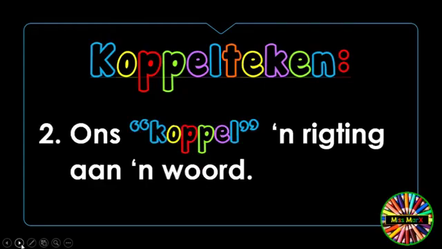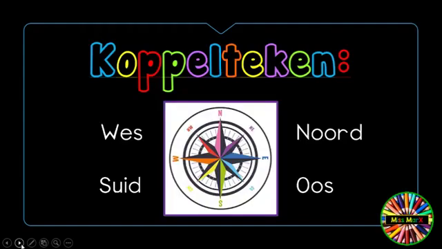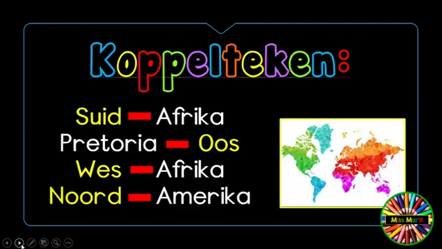Our second rule for using a hyphen is when we connect a direction to a word. Ons koppel 'n rigting aan 'n woord. Wat is 'n rigting? What are the directions we get? Well, here's just the 4 main directions we get. Noord, oos, suid en wes. North, east, south and west. Kom ons kyk na woorde wat 'n rigting in het. Let's take a look at words that have a direction in them.